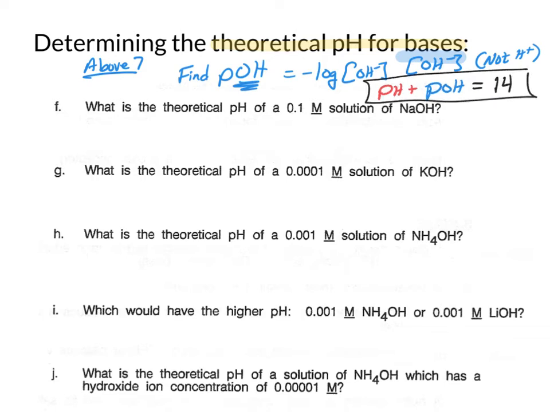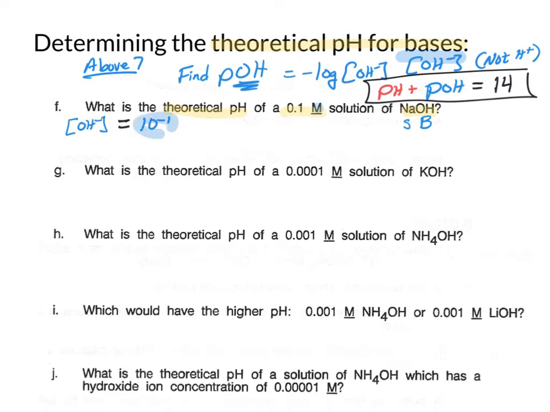So let's start with letter F. It asks, what is the theoretical pH of a 0.1 molar solution of NaOH? Again, this is a strong base. It's a base, so it's going to tell us hydroxide ion concentration. It's strong, so it's going to be equal to the original concentration of the NaOH. In this case, the hydroxide ion concentration is 10 to the negative 1 molar.